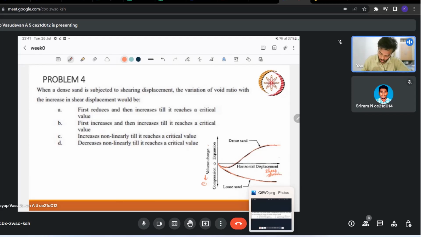Okay, so the first option is fine for us. The second is that it first increases and then again it increases. That is not the case. And C and D are also not valid. So our answer will be A.